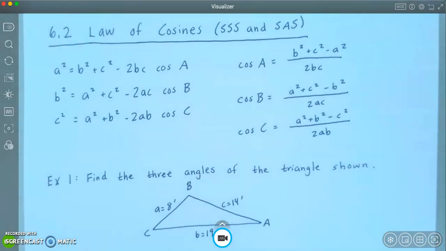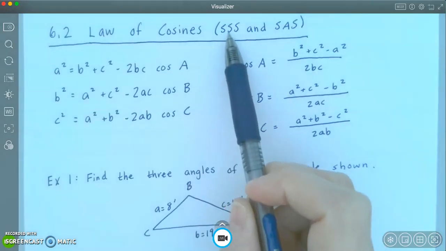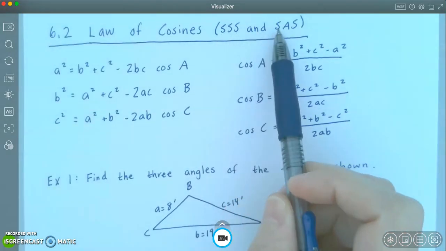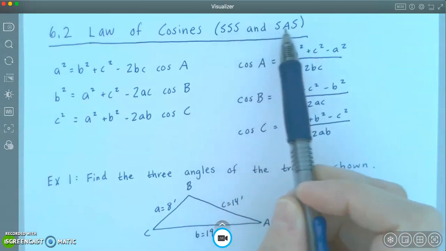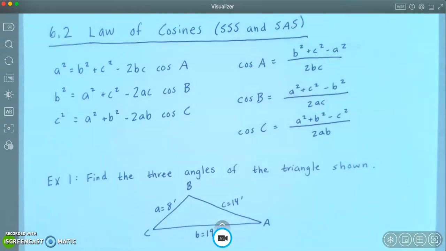Today we're going to be taking a look at the law of cosines. So law of cosines is used for triangles that are side, side, side, or triangles that are side, angle, side. When you're given this information, you do not have enough information to use law of sines. So the next option would be to use law of cosines.